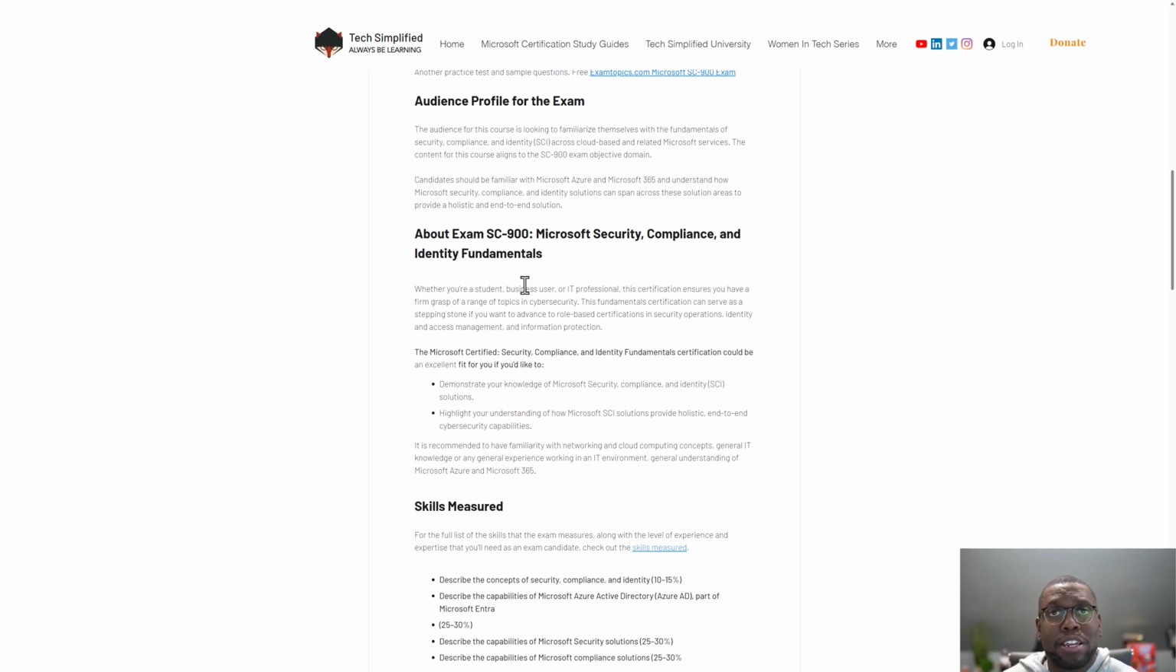We kind of touched upon it a little bit before. The exam is for people who want to familiarize themselves with the security in the context of Microsoft, in the cloud. So this is a great one to know if you want to secure Azure environments or if you want to secure Microsoft 365 environments. This certification covers that. So you can learn that, right?